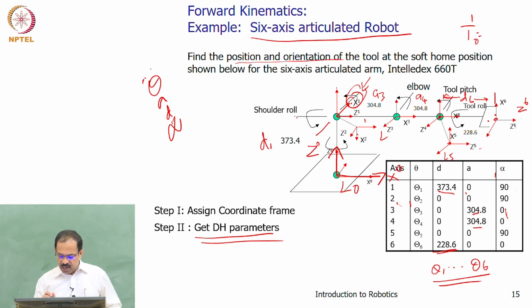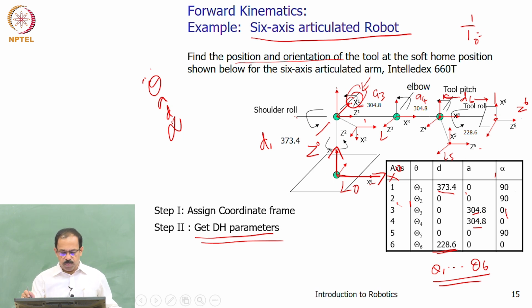So theta 1 is the angle between x0 and x1. You can see there is an angle between x0 and x1, that is 90 degrees. Plus or minus, you have to check based on the Z0 axis. So with respect to Z0, you have to look at how this has moved. From here it has moved inside, so it has moved like this. So you need to find out what the angle theta 1 is. That way you will be able to get the home position.